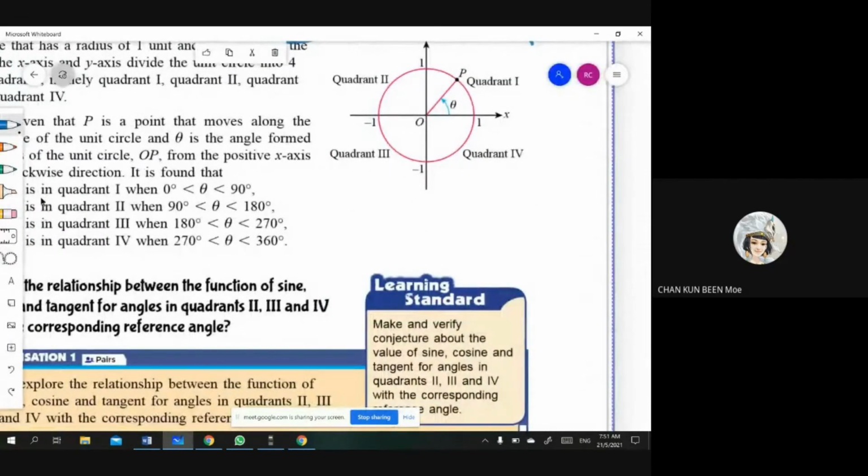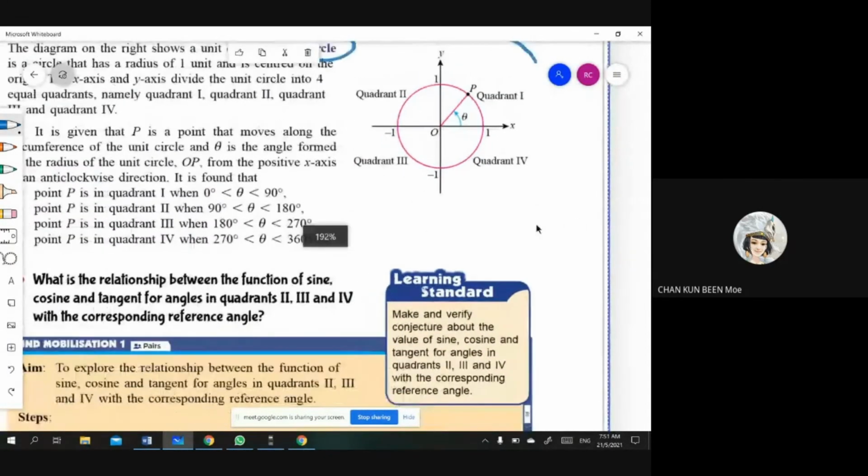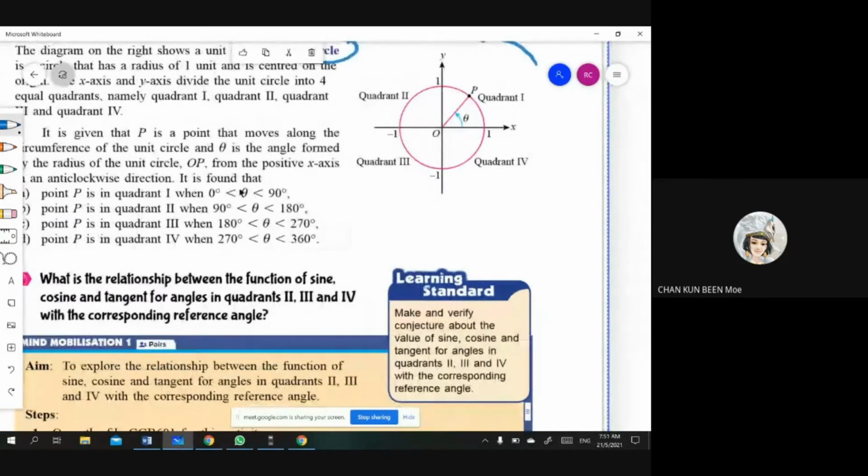Okay, so P will be in quadrant 1 when the angle theta is in between 0 to 90. So for sure, you know already this looks like a 90 degree. And then it will be in quadrant 2 when it is in between 90 and 180 degree. Okay, a straight line is 180 degree. After that, it will be in quadrant 3 if it is in between 180 degree and 270 degree. After that, quadrant 4, 270 degree to 360 degree.